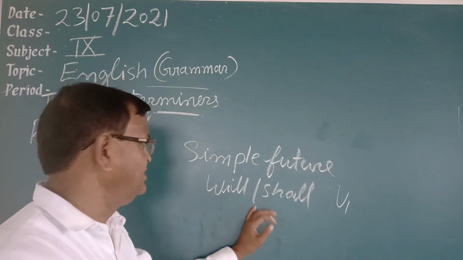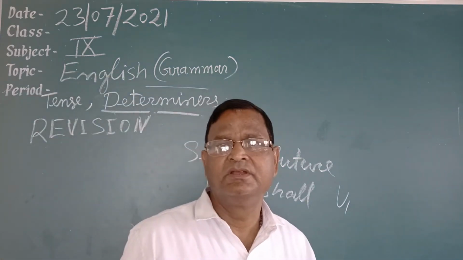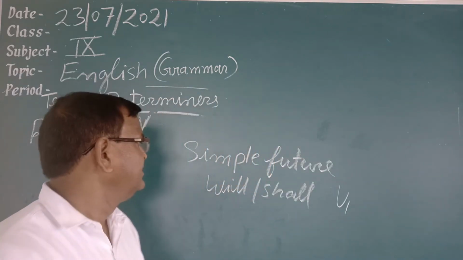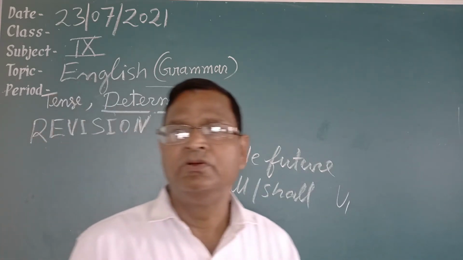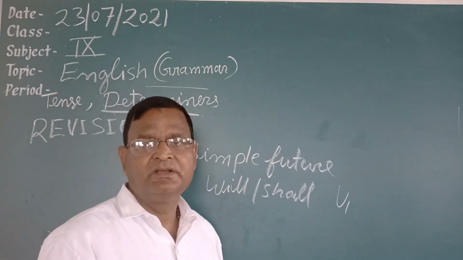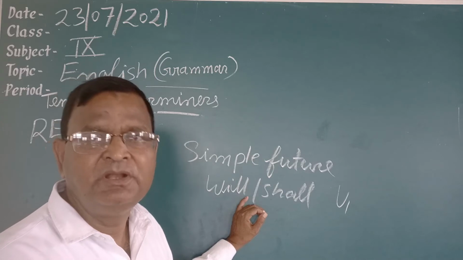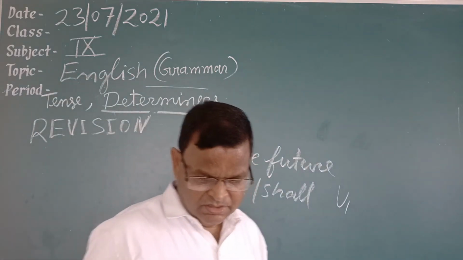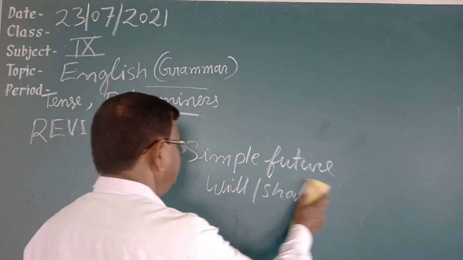If negative, then after will or shall, not is used. They will not see the circus. I shall not go to Agra. If interrogative, then will or shall comes at first. Will you take tea? Will they play cricket? Shall we play hockey? And if an interrogative word comes at first, when will you play cricket? When shall we go to market? In this way, students, in this tense, 2 helping verbs are there, will and shall, and verb first form is used.